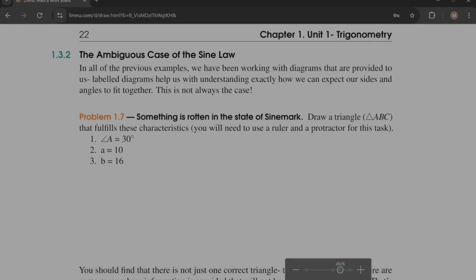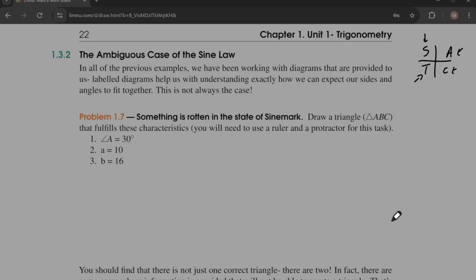Now, one thing that's really important with the sine law is related to what we learned in the last section, and that's our CAST rule. So if you remember our Cartesian plane here, we've got CAST, which means that when I'm doing this work, our cosine ratio is positive in quadrant 4. Everything's positive in quadrant 1. Sine is positive in quadrant 2. And tangent is positive in quadrant 3.